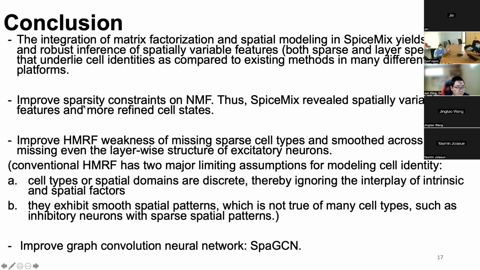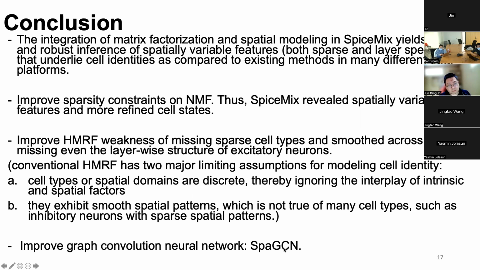They improve the sparsity constraint on standard NMF, and then they also improve HMF. HMF used to have the weakness of missing sparse cell types and smoothing across layers, missing even the layer-wise structure of excited neurons, but they fixed that. Like what I said, conventional HMF has the cell types or spatial domains discrete. That's the problem. Another problem is it exhibits smooth spatial patterns, which is not true of many cell types, and they fixed that in SPICEMIX.